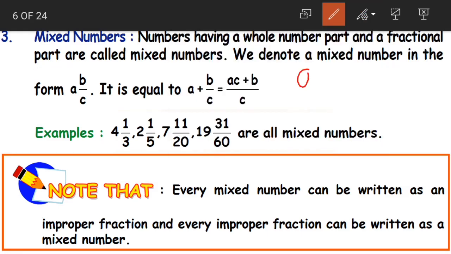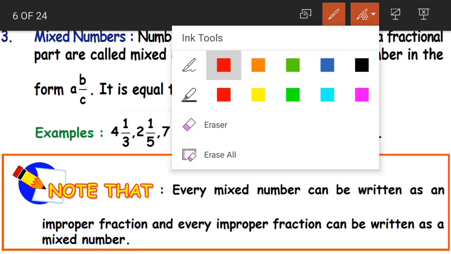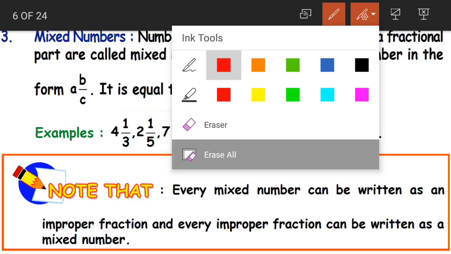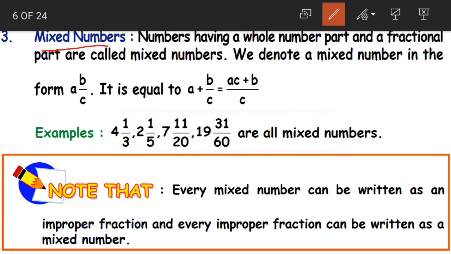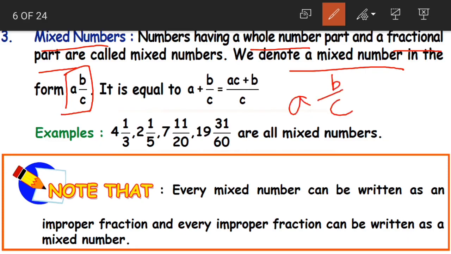What are fractions? Fractions express a part of a group. Any number in the form of a by b is called a fraction. Now here in mixed numbers we have a combination of both these, a whole number part and a fractional part. And how do we write these mixed numbers? In the form of a b by c.